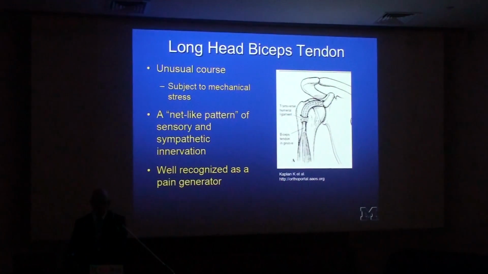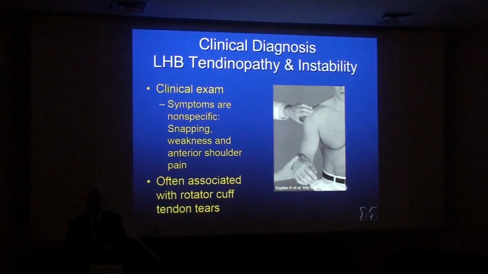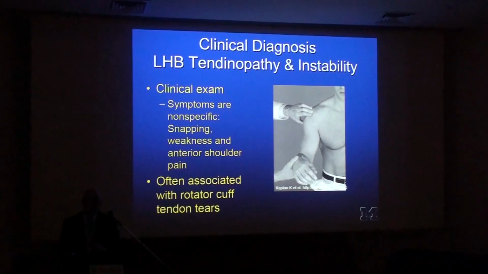Now, the long head biceps tendon has got an unusual course. When you look at it, it's got a sharp angle turn right here. Therefore, it's subject to a lot of mechanical stress, and of course, it's heavily innervated. Not surprisingly, it's known to be an anterior pain generator in the shoulder. Now, unfortunately, from a clinical perspective, diagnosing it is difficult. Its symptoms are not specific: snapping, anterior shoulder pain and weakness, and it oftentimes is accompanied by rotator cuff tendon tears, which muddy the diagnostic waters, making diagnosis much more difficult.